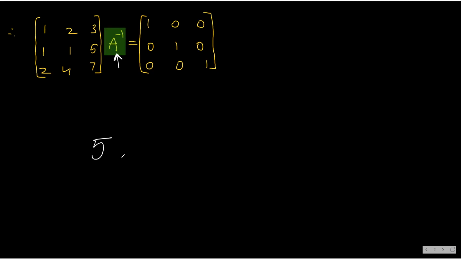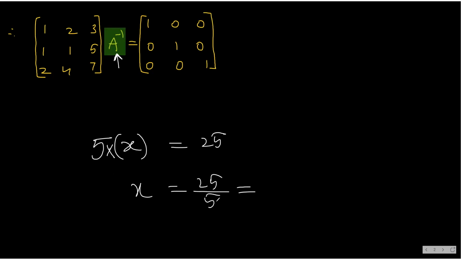Suppose here you have a number 5, and then here you have the unknown, and here you have 25. So what would you do? You will say 5 is multiplied, so this side 5 will divide. So x equals 25 by 5. Five ones are 5, 5 fives are 25. So the answer is 5. You got the value of x as 5.